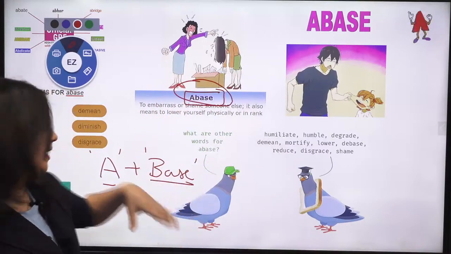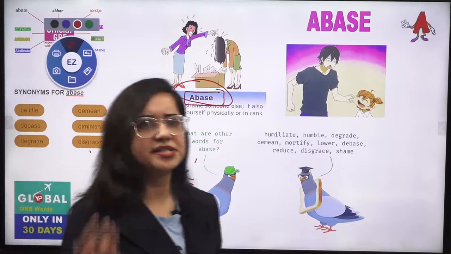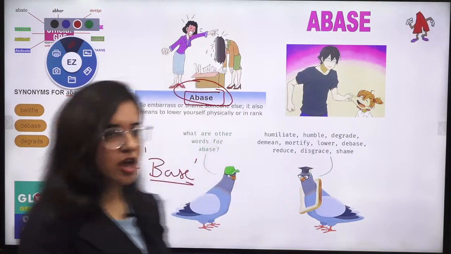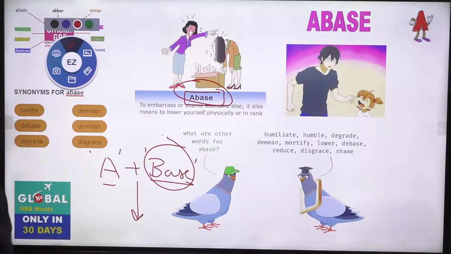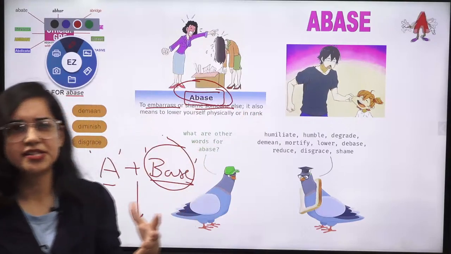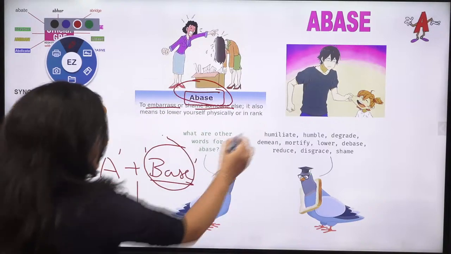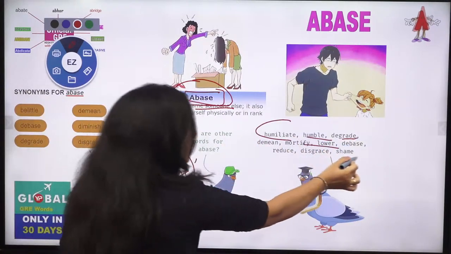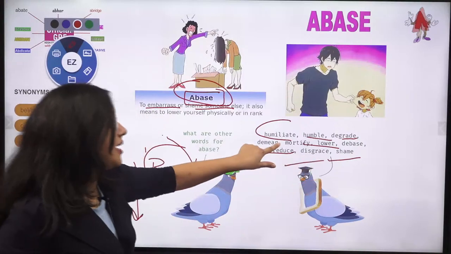Abase ka matlab kya hai? Aap dekho, a plus base. Whenever you try to humiliate ya kisi ki aap beizzati karte ho, how you speak it out is, you generally say that you take him to the base level. Matlab kisi ko neecha dikhana, kisi ko bura bolna, that is what you exactly do. So this is a situation where you embarrass or shame someone. Like, I am shaming someone, I'm embarrassing someone, I am humiliating someone, right? I am degrading, I am lowering down, I am shaming down, I am reducing down. I am disgracing someone, I am demeaning someone.